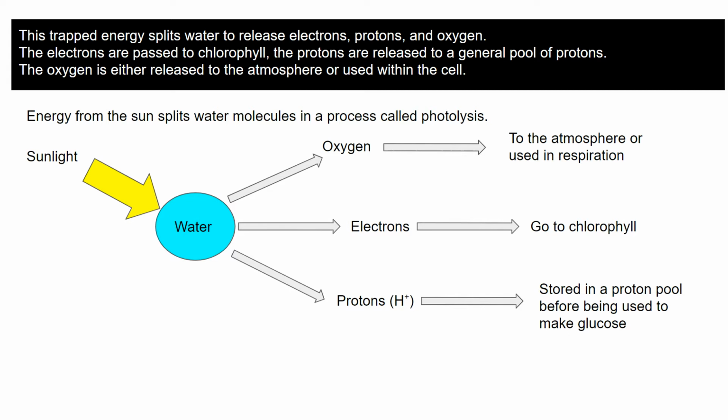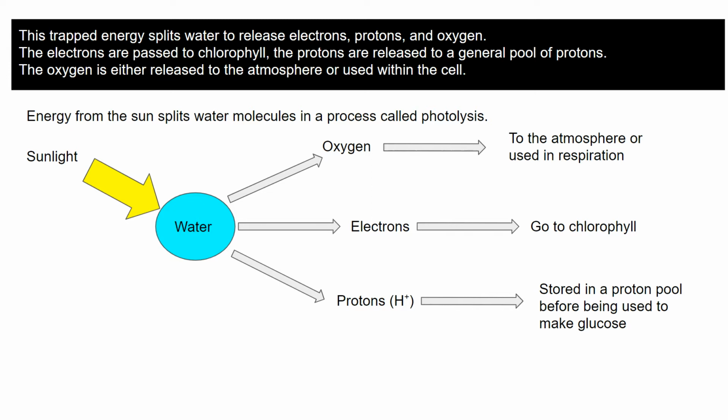Now, to start to look at the overall view of the biochemistry. Okay. If we look at how sunlight affects water, so the splitting of water is called photolysis. Sunlight can split water up into oxygen, electrons, and protons. The oxygen could be used elsewhere within the cell for respiration, or it's released into the atmosphere. The electrons are passed to chlorophyll, because we'll see later on chlorophyll is losing electrons at a fast rate.